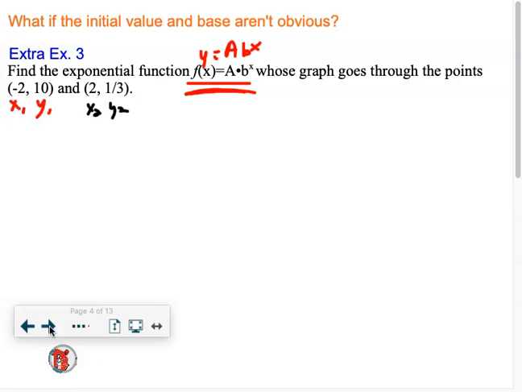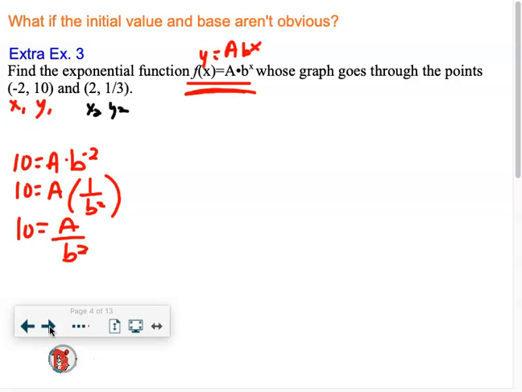So with -2, 10, it will become 10 equals a times b to the -2. Oh, wait a second, b to the negative 2, I don't think I want to leave that. 10 equals a times 1 over b squared. So it'll really be 10 equals a over b squared. That's probably going to be a little bit more helpful when I get to all the rest of this.